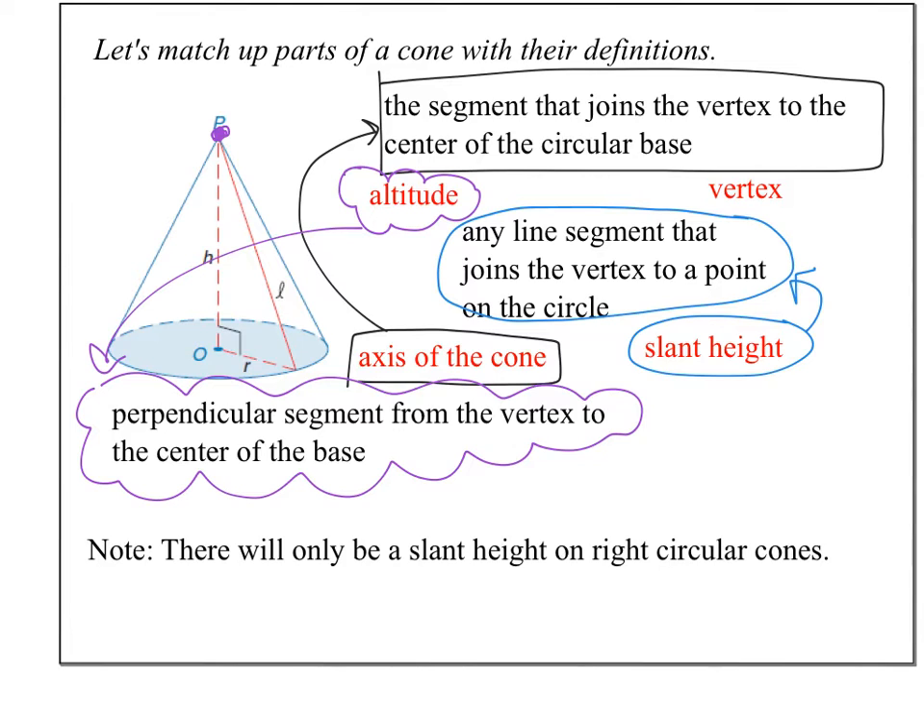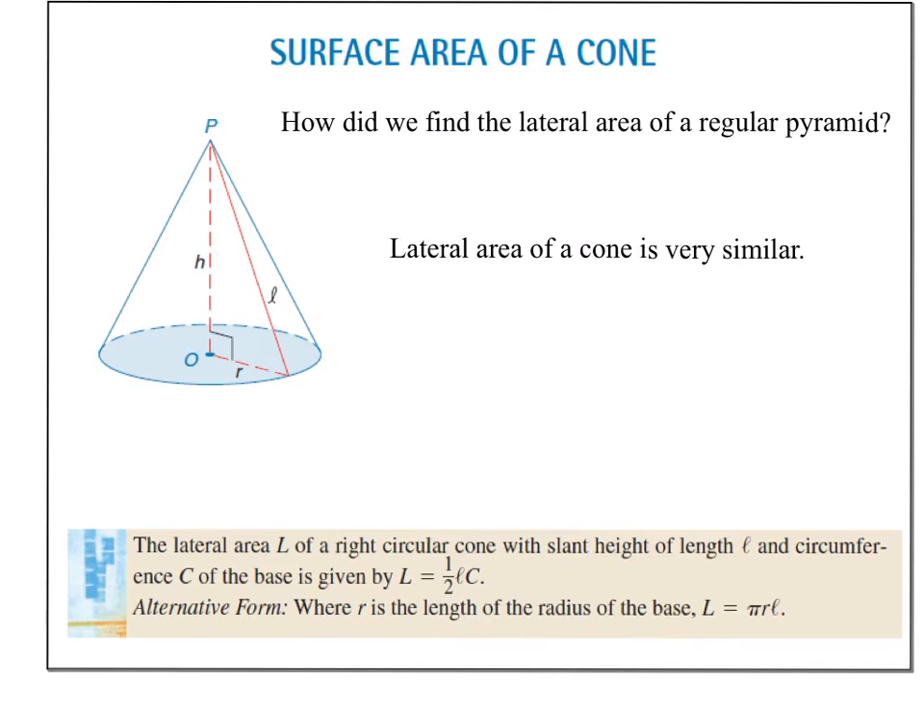Now it's important to note here that there will only be a slant height when there is a right circular cone. So a right circular cone is like this one, where the altitude and the base make a right angle. So a waffle cone or anything like that. Anytime that it's going to be slanted is going to be a different case.